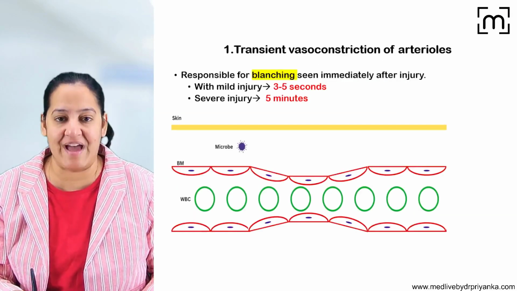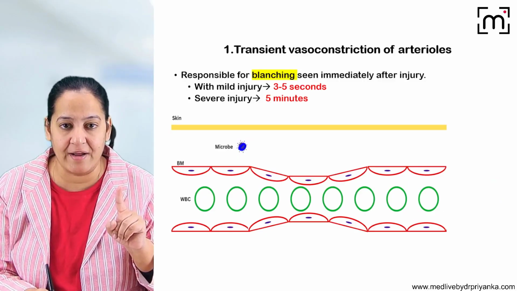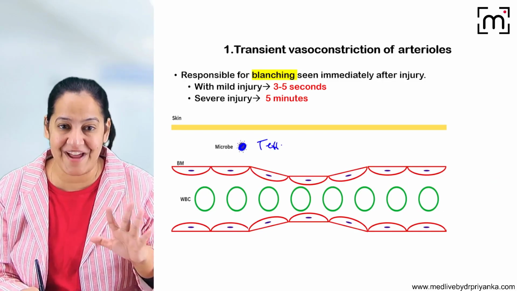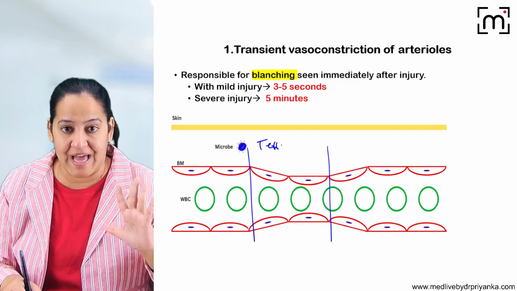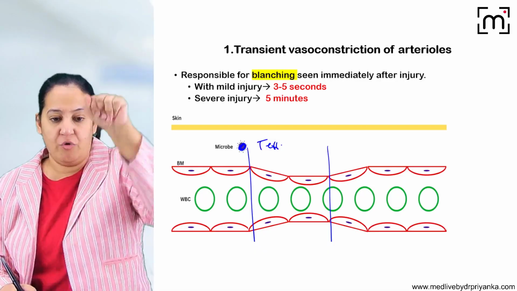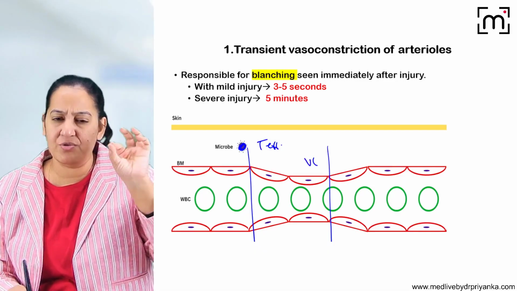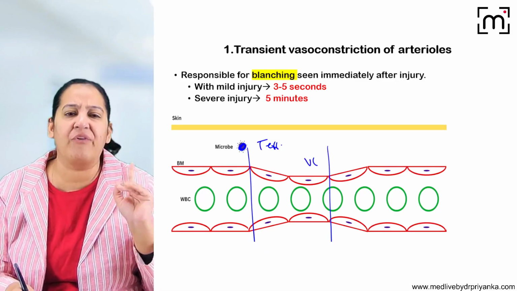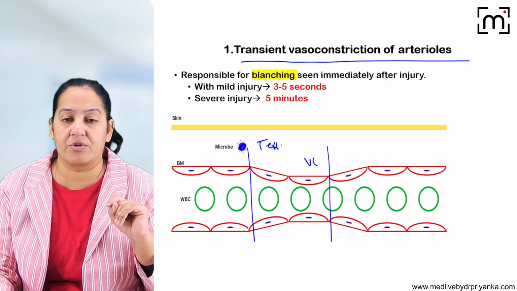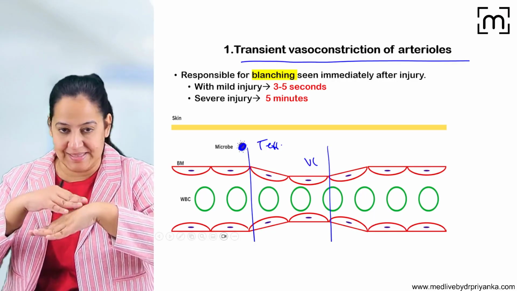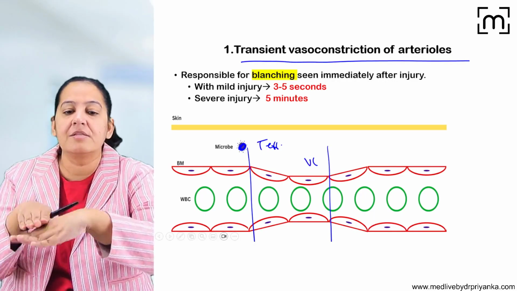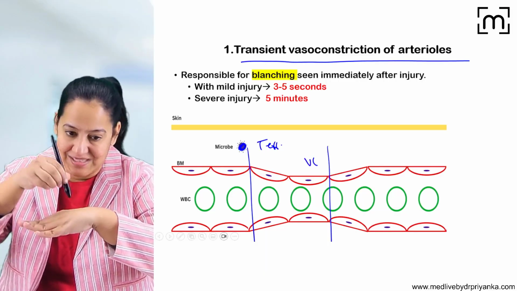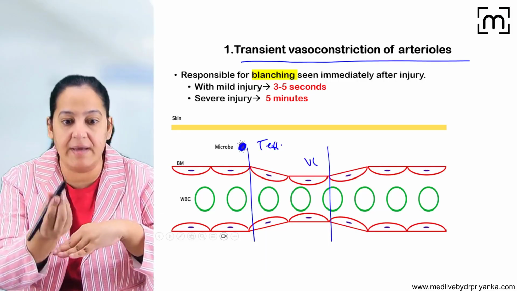The first vascular event: as soon as the terrorist is entering, the blood vessel below it undergoes vasoconstriction, but only transiently, for a few seconds. Transient vasoconstriction. For example, this is my yellow skin, and a terrorist is entering inside. It can be a bacteria, virus, fungus or parasite.